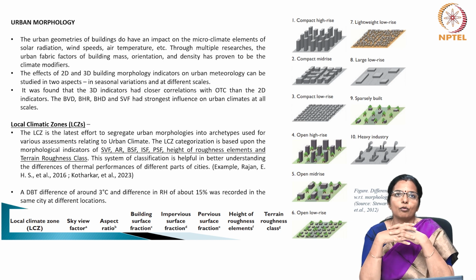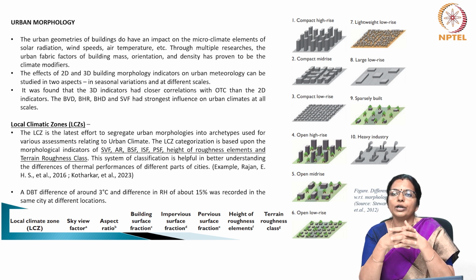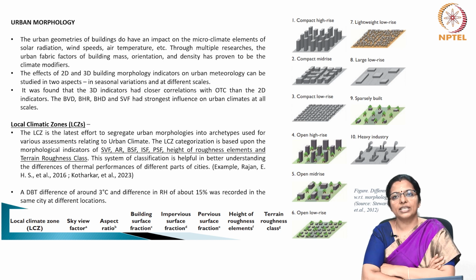Let's look at urban morphology. The urban geometries of buildings have an impact on microclimate elements such as solar radiation, wind speeds, and air temperature. Through multiple researches, the urban fabric factors of building mass, orientation, and density have proven to be climate modifiers. The effects of 2D and 3D building morphology indicators on urban meteorology can be studied in two aspects: in seasonal variations and at different scales. It was found that the 3D indicators had closer correlations with the outdoor thermal comfort than the 2D indicators.